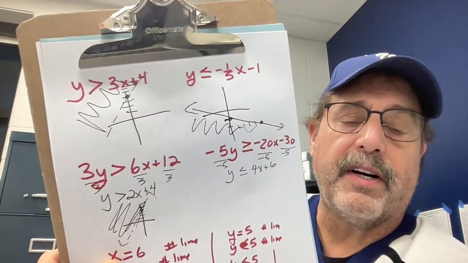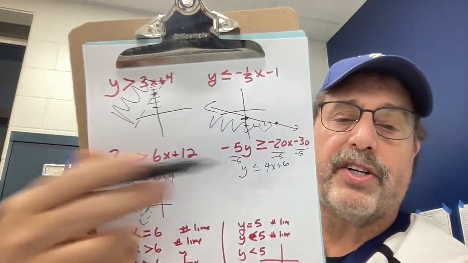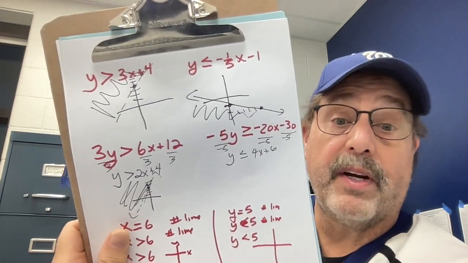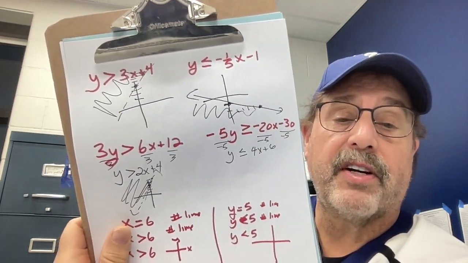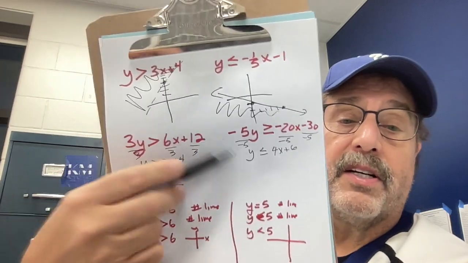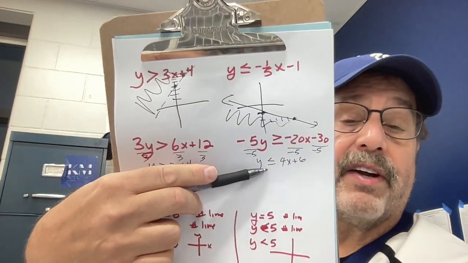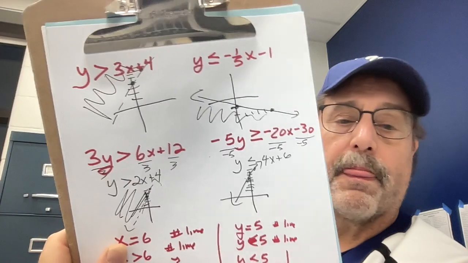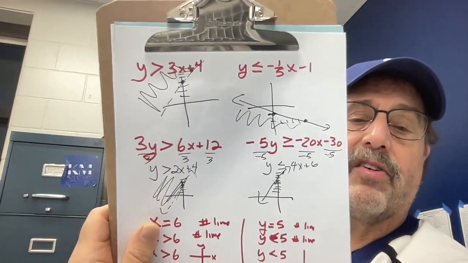I divided by -5. The inequality changed. 20 divided by 5, both negative, is +4, +6. Because a less than or equal uses a lot of ink, it's going to be a solid line. I'm going to go to 6. 1, 2, 3, 4, 5, 6. Up 4 over 1. Solid line. If y is on that side, it says y is less than. Less than says below, shade in better than I did.